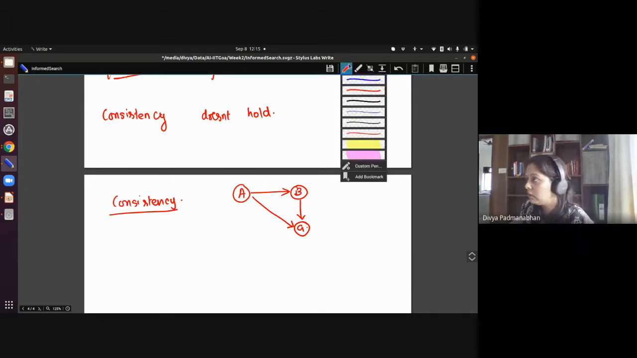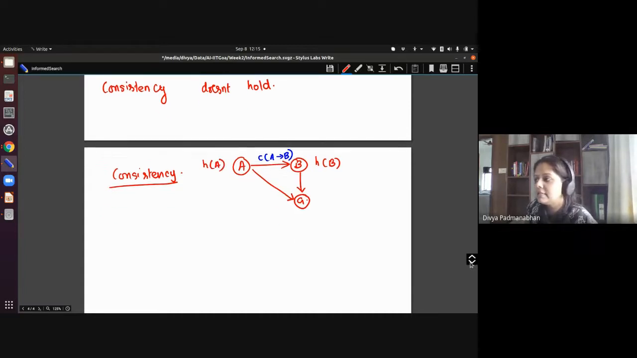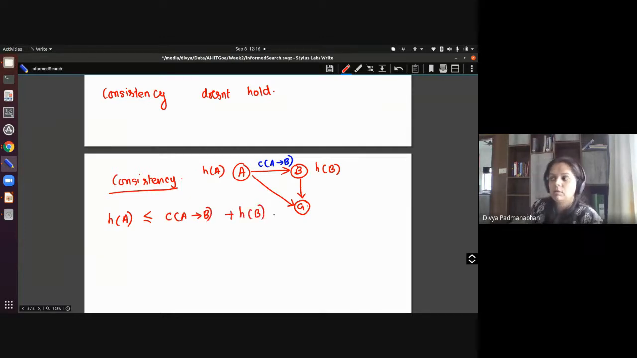So there is a true cost here, the cost of going from A to B. I'll write it this way: C is the actual cost of going from A to B. And there is a heuristic: H of B is what the heuristic tells you, and there is also an H of A. What consistency says is that H of A should always be less than or equal to the cost of going from A to B, the true cost, plus H of B.